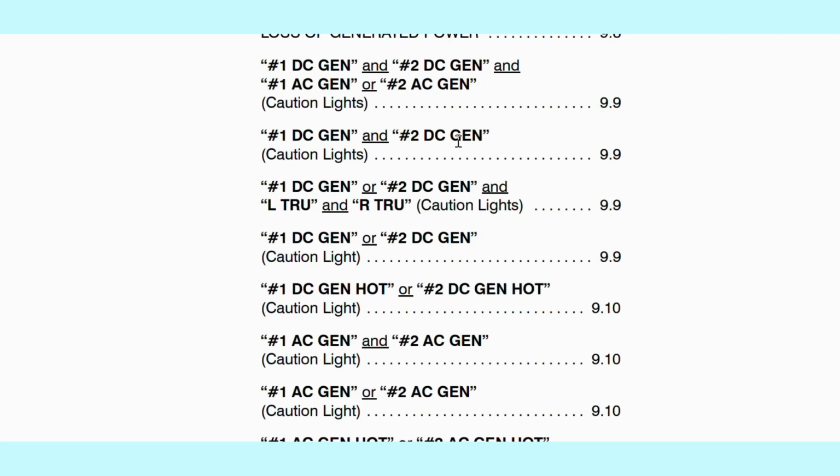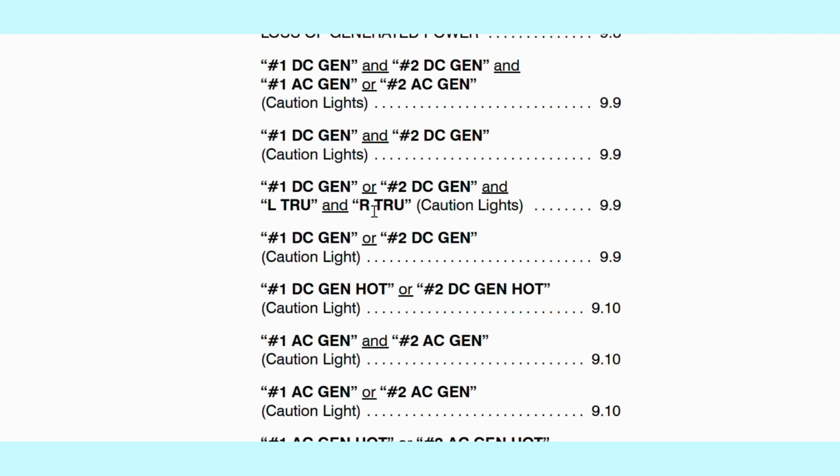How about number 1 DC gen or number 2 DC gen, and 1 DC gen and both TRUs? Again, this one has quite a few caution lights, but it isn't that serious. Looking at the items, I'll still go into the air and I'll actually try and resolve it using the QRH and see if it works out. If it fixes, then I'll continue in consultation with the maintenance department. Otherwise, I'll come back and land.